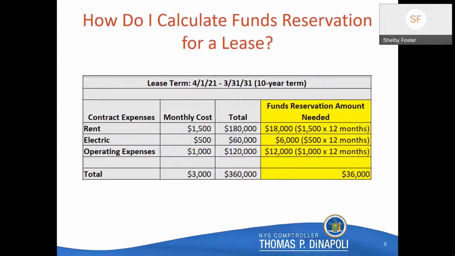To calculate the funds reservation amount, we would take the monthly lease costs paid to the landlord and calculate how many months to pay these costs to the end of the current fiscal year. In this case, the lease starts on April 1st at the start of the fiscal year. The funds to encumber would be 12 months worth of lease costs for this lease. The transaction value for this lease would be $360,000. But the amount of funds to encumber on this lease is $36,000 because that is how much money is needed to ensure the landlord gets paid through the end of the fiscal year, and in this case, March 31st.